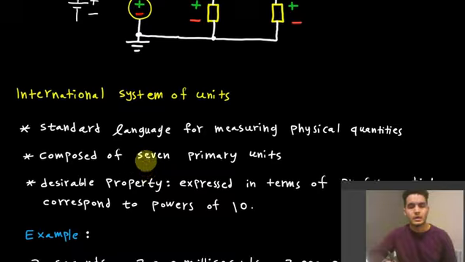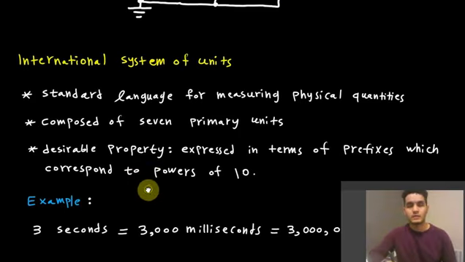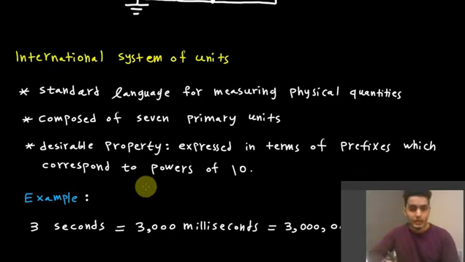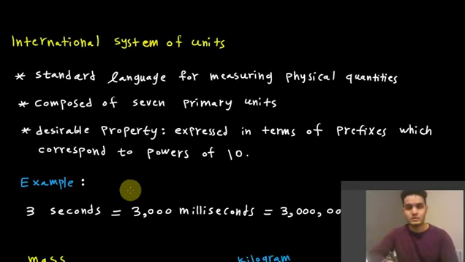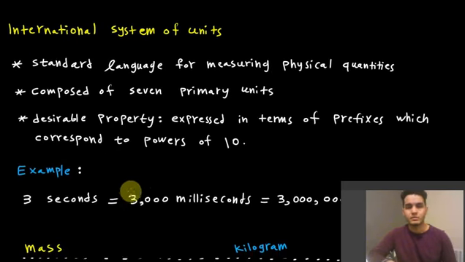Now, they're composed of 7 primary units, of which every other unit is derived, and I'll show you what I mean by that in a minute. The nice property about these units is that they're expressed in terms of powers of 10. So what they've done is they've created prefixes so that they correspond to powers of 10.